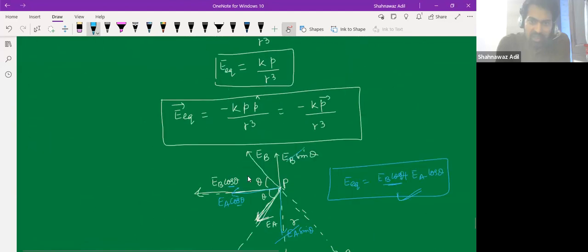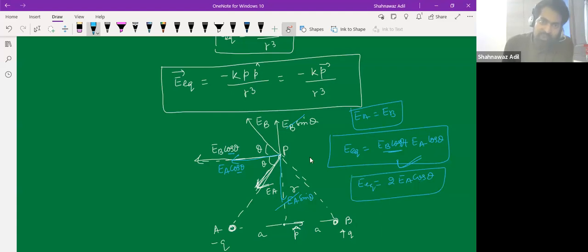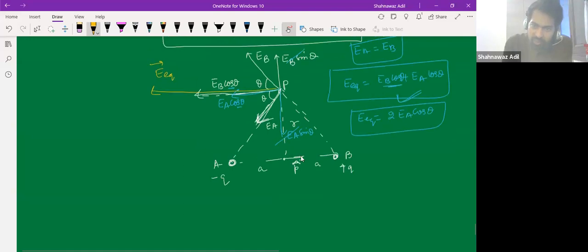So that is what I am saying here. Sine theta one got cancelled because EA was equal to EB, and the cos theta one got added up and you got 2EA cos theta. I'm writing it directly, and that is what we have solved. So we saw that the overall electric field was in this direction. This was E equatorial, and this was in the opposite direction to the dipole moment.